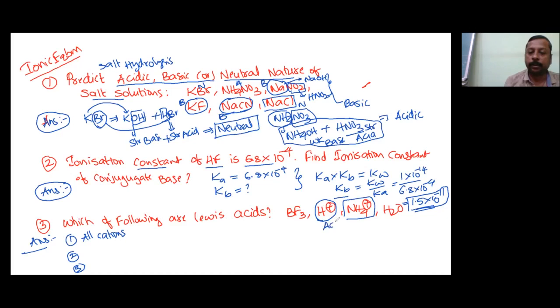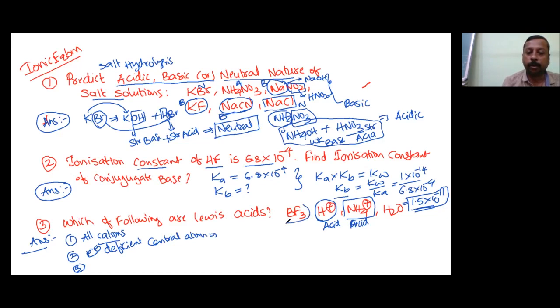With this explanation you will get full marks. What you will write: H plus and NH4 positive are cations. Therefore, they are acids. And a molecule with an electron-deficient central atom will be an acid.